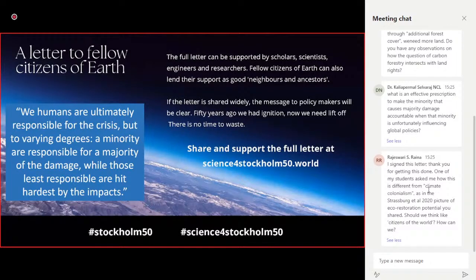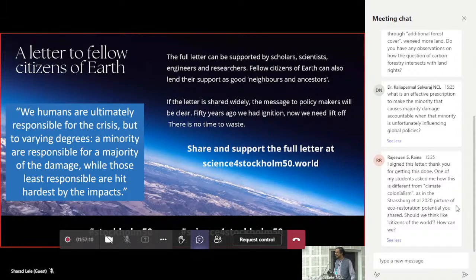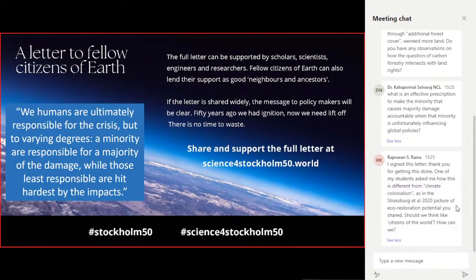There's another question. Rajeshwari Raina, as I signed this letter, thank you for getting this done. One of my students asked me how this is different from climate colonialism, as in the Stars book et al. 2020 picture of eco-restoration potential you share. We think like citizens of the world, how can we?